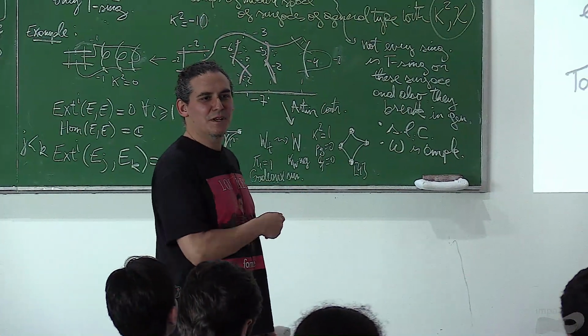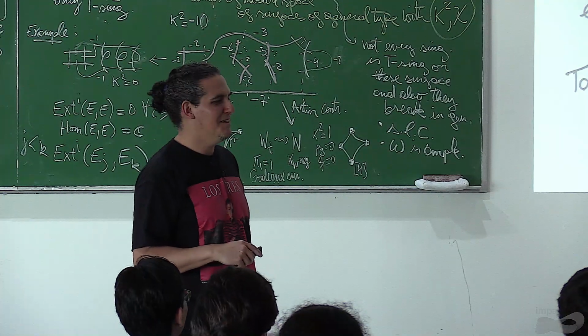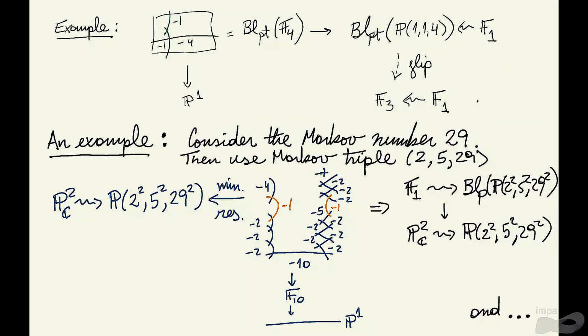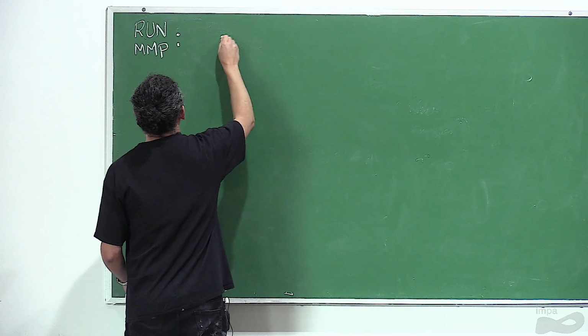Okay, any other question before I go for the birational geometry of a single Markov number? Okay, then I will do it. So let us consider the smallest Markov number to have something very simple at the beginning. The smallest, except 1, would be 2. So let us go for 2. So say that the Markov number, we call it c, is 2.